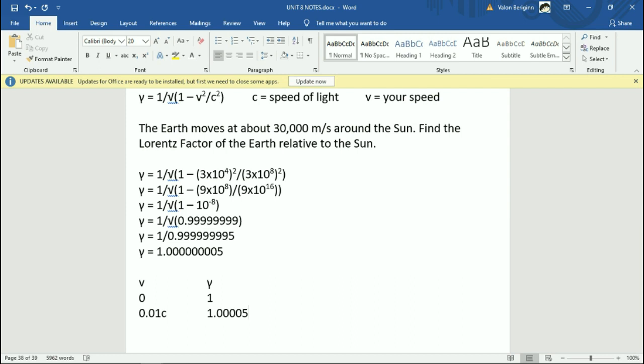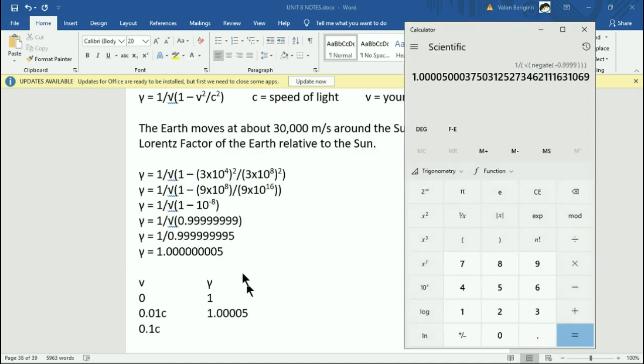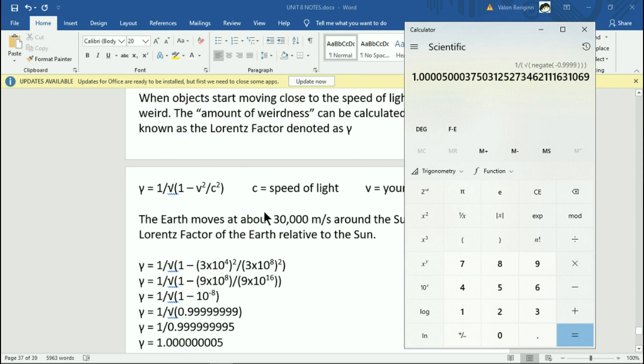Again, you can still see that 1% the speed of light, that's 3 million meters per second, you still have barely a difference here. You have 0.0005 of a difference. Now 10% the speed of light, that's 0.1 c. What do you get? Well, again, we are going to square that. So 0.1 squared, and then 1 minus that.